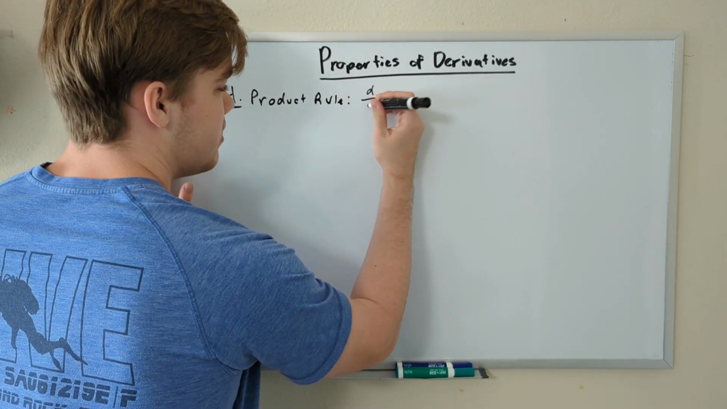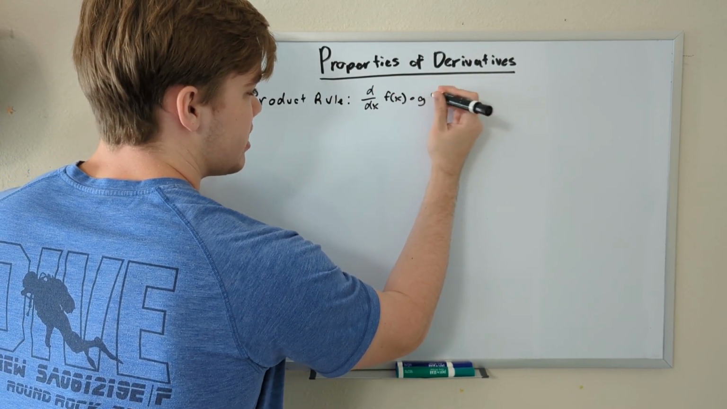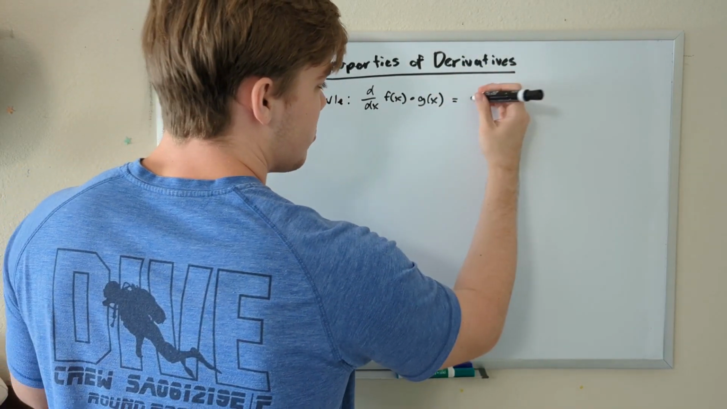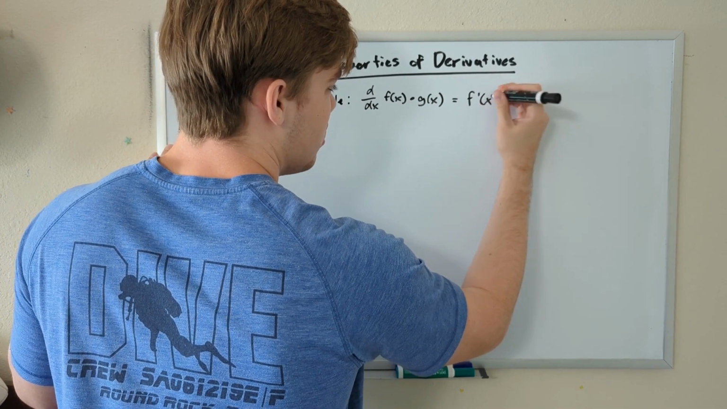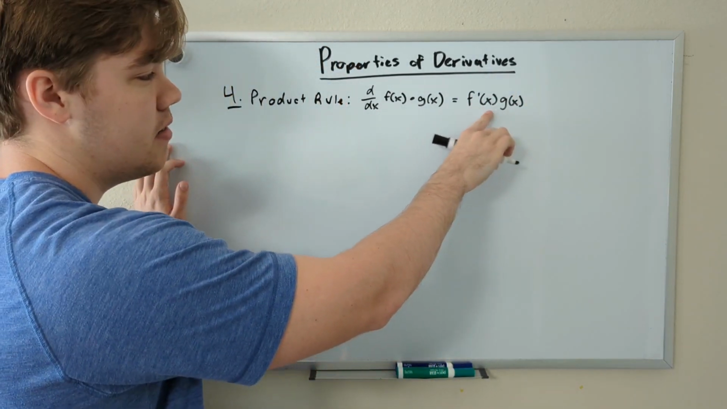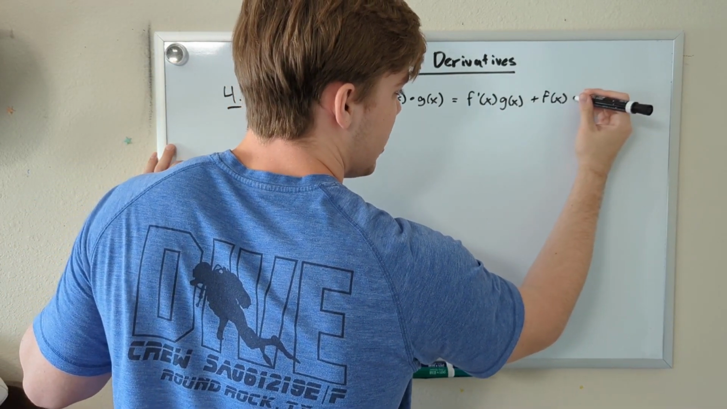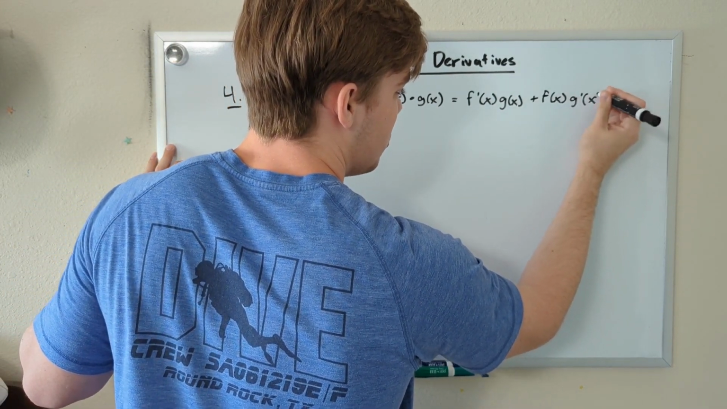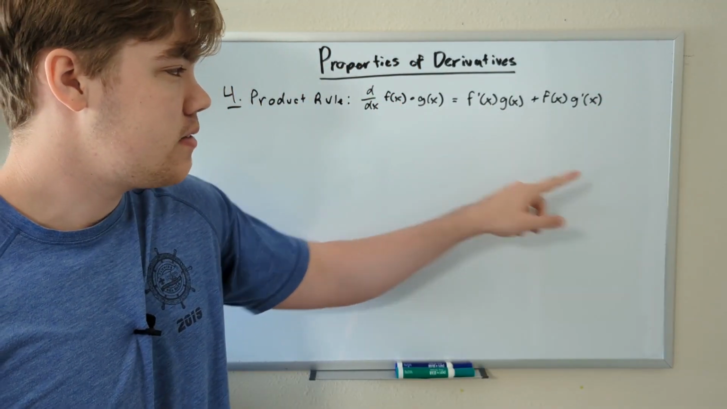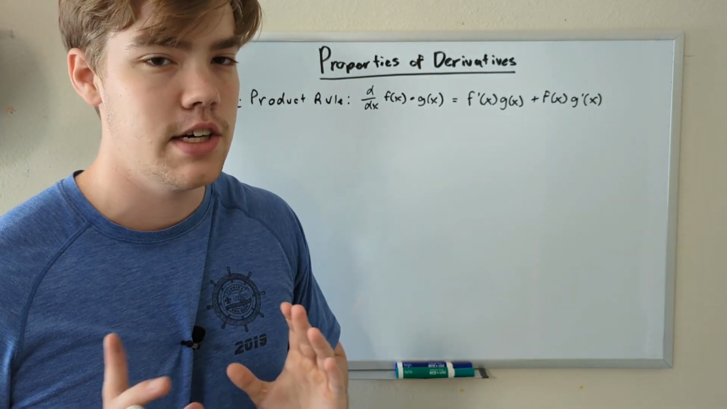If we want to find the derivative of f of x, one function, times g of x, another function, we have to do this. This is equal to f prime of x times g of x. Remember, f prime is just the derivative of f of x, plus f of x times g prime of x, so the derivative of our second function. So all we have to do is find the derivative of f of x and g of x and then multiply it by its correspondent to find our new derivative.